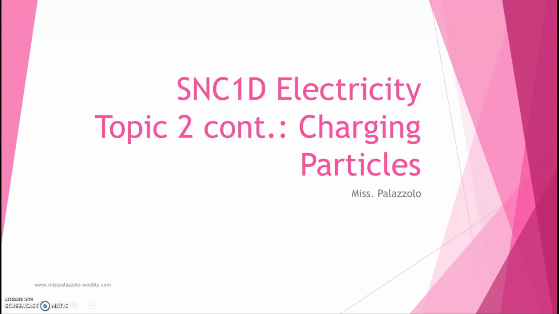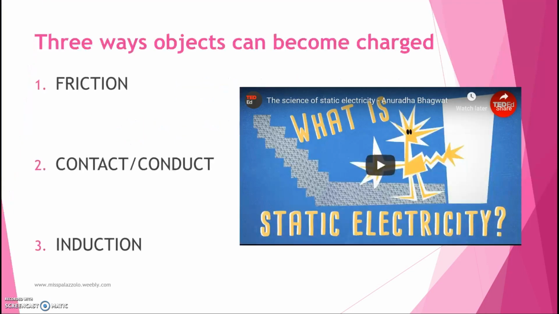In this video, we're going to discuss 3 ways on how objects can become charged. The 3 ways that objects can become charged are friction, contact/conduction, or induction. Now, in class, we watched the TED Ed video on what static electricity is. It gave many examples of different situations where static electricity is present.